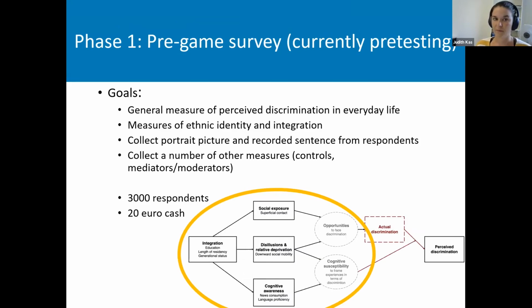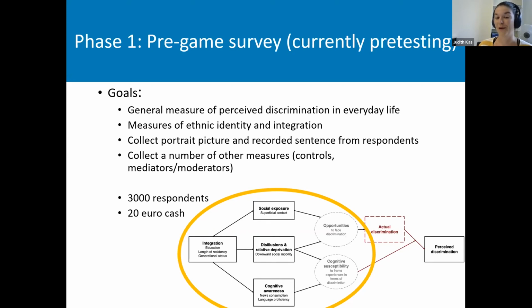The study consists of three parts. We're currently working on a pre-game survey. We're actually pre-testing it, and the goal is to get a general measure of perceived discrimination in everyday life. This is very similar to other surveys where perceived discrimination is measured. This is also the time where we collect measures of ethnic identity, so where people are born and where their parents are born, and measures of integration, so education, length of residency, and generational status.